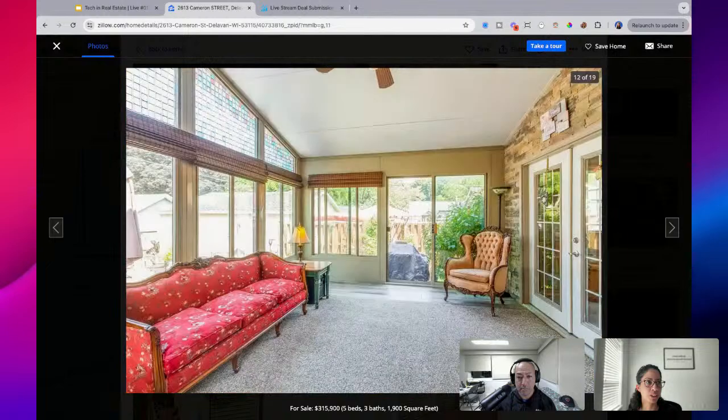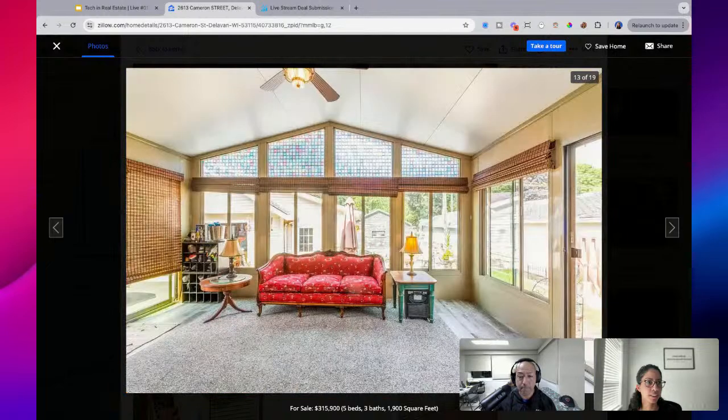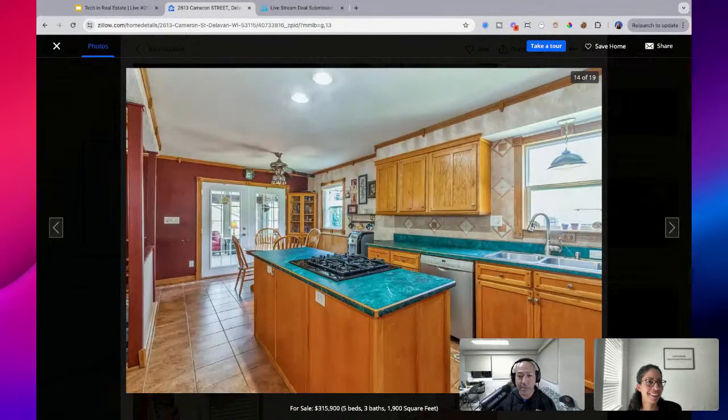Looks to be in good condition. I wonder if they're counting this sunroom as an extra bedroom. That's definitely something you're going to look into if you move further. Focusing on the kitchen, I find a lot of newbies may say, "Oh, this looks old," like it doesn't have the white countertops and everything, but it doesn't mean that it can't be rented out.